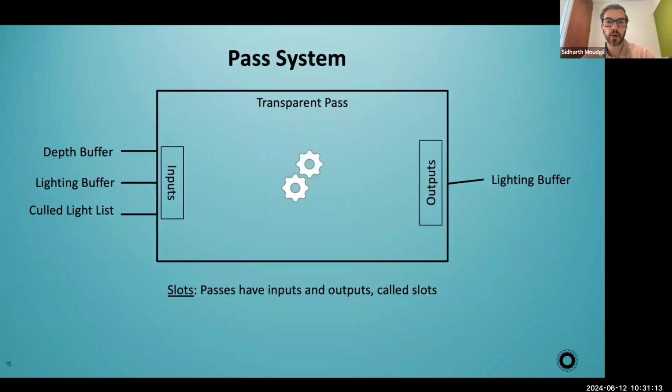Here's a quick example of a very simple pass. A pass contains a bunch of inputs. In this case, it's a transparent pass. You have three buffers coming in: the depth buffer, a lighting buffer, and a light list buffer. Then in your transparent pass, the cogs in the center represent the kernel, which in this case will be your compute shader or pixel shader or mesh shader. O3DE doesn't currently support mesh shaders, but it shouldn't be too hard to add. And then your output is your lighting buffer.